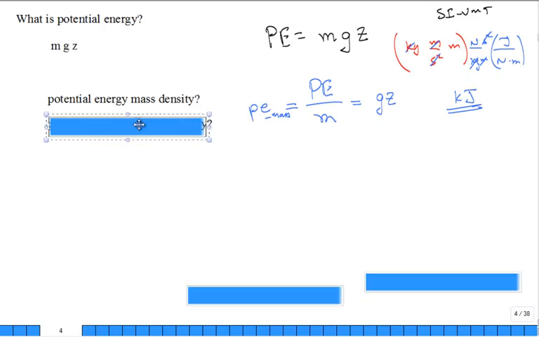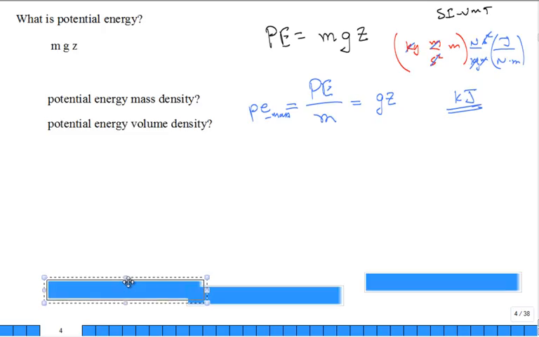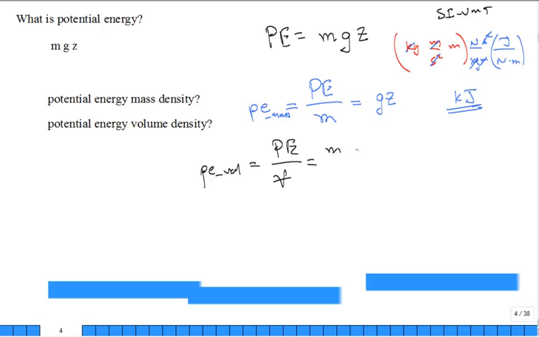Because a lot of times we work with flowing fluids that have not only mass, but we have mass per unit volume, or we have the volume of the flowing fluid. We could talk about the potential energy per unit volume, which would be the potential energy divided by the volume, which is mgz divided by the volume. What is the mass per volume? Rho g c.